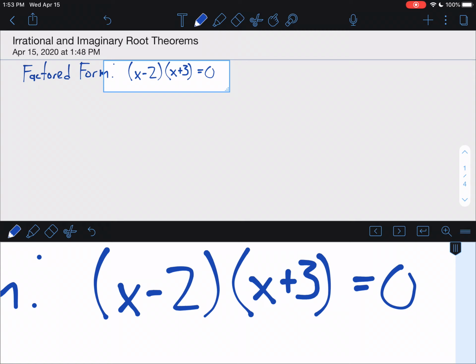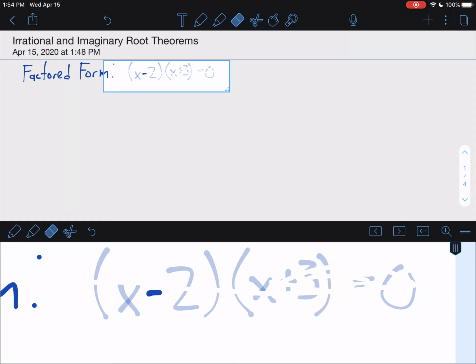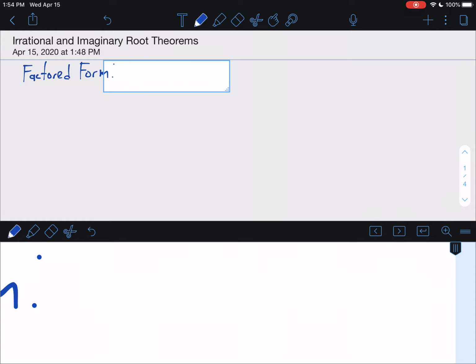Because if x minus 2 is 0, x is 2. If x plus 3 is 0, x is negative 3. So that would be the factored form of a quadratic. So factored form of a polynomial, polynomials have more than two roots because, well, a quadratic is just a polynomial with two roots.